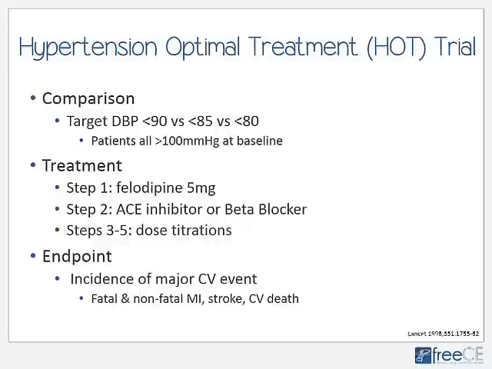They started with every patient on felodipine. If they needed additional therapy to get to their goal based on what group they were randomized to, they either got an ACE inhibitor or a beta blocker. And then once they were on 2 drug therapy, their doses were titrated until they reached their goal. And the endpoint the authors looked at was the incidence of major cardiovascular events. That included fatal or non-fatal MI, stroke, and cardiovascular death.